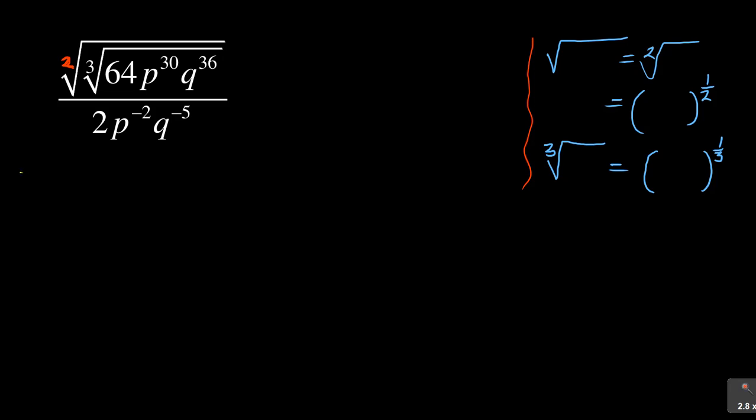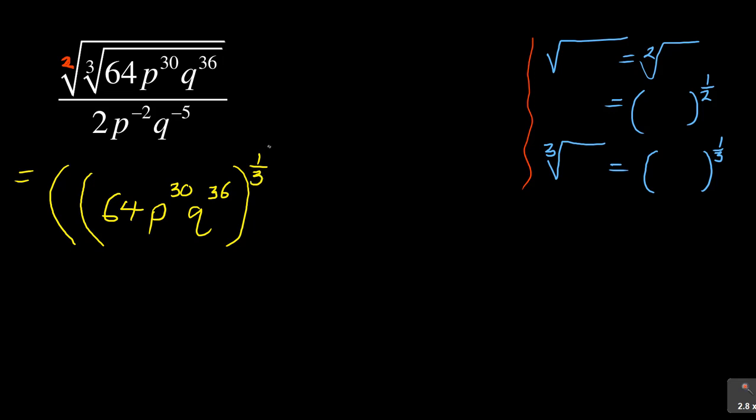So this is equal to, I have my bracket, and then I have my other bracket. Now it will be 64, then p to the 30, and then q to the 36. Then I close my first bracket, which has 1 over 3, and I close my second bracket, which has 1 over 2. Remember, the outside one, 1 over 2, is the square root. The inside one, 1 over 3, is the cube root. And in this part, I still have the division line; it doesn't change.